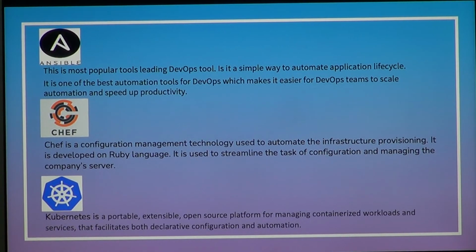The next one is Kubernetes. Kubernetes is a portable, extensible, open source platform for managing containerized workloads and services that facilitates both declarative configuration and automation.